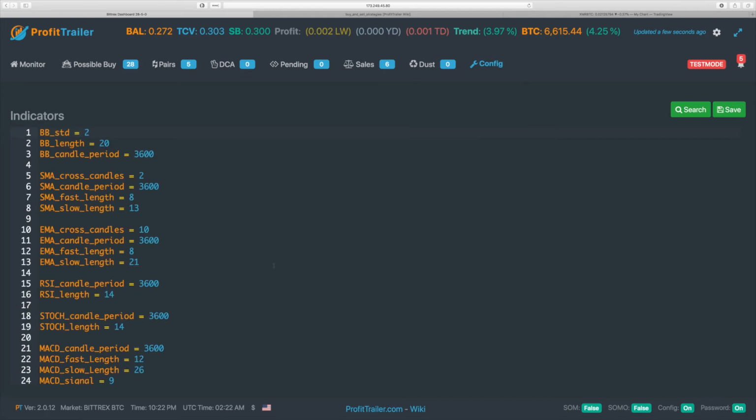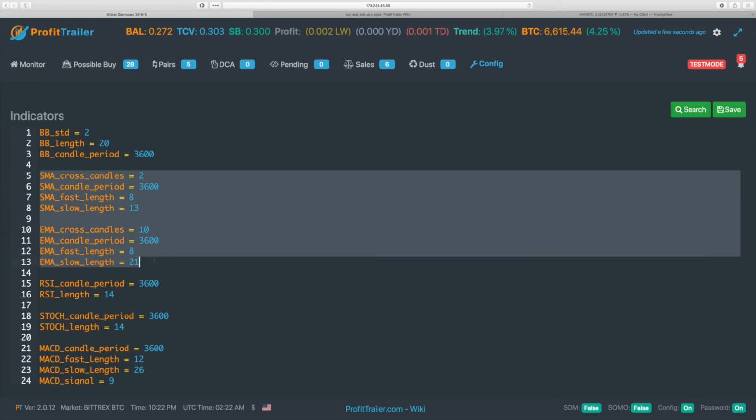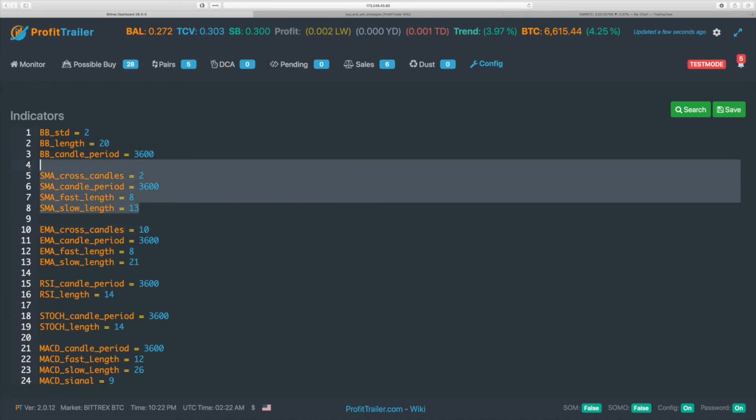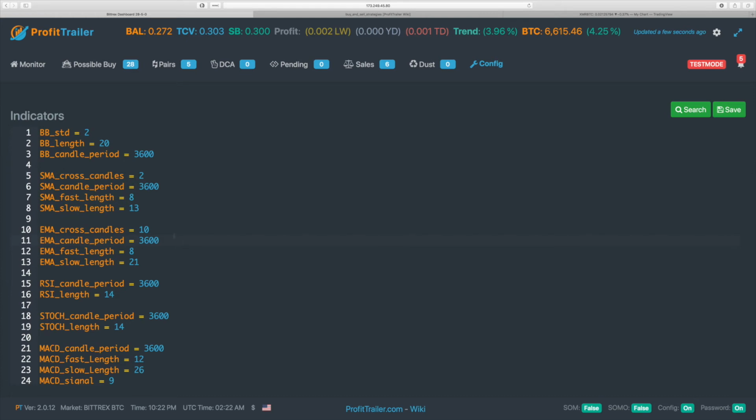So we're going to go ahead and take a look at the indicators real quick here for the SMA and EMA groups. That's this block right here. Notice I am using hour-long candles on this just for a demo. I'm using an EMA fast length of 8, slow length of 21, and cross candles of 10. I didn't change SMA at all because I'm not using that right now. These are, I think, default values except for the candle period, if I remember right.